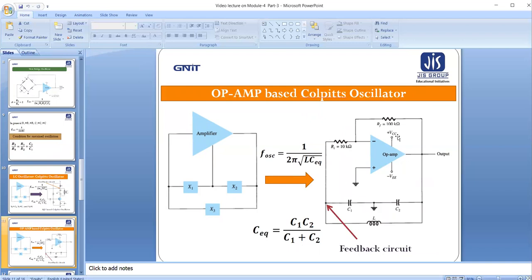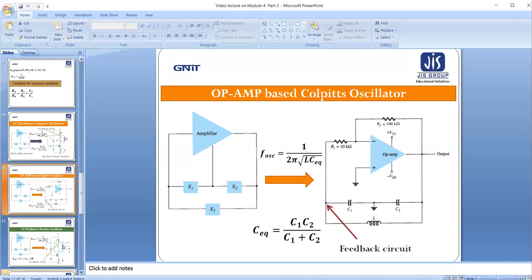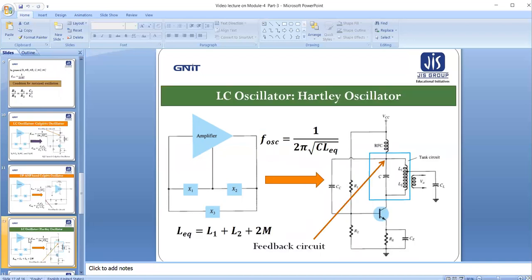This circuit is much more stable because there is some type of non-linearity in the BJT, and the op-amp can overcome these non-linearities also. Next, we are going to the Hartley oscillator. The Hartley oscillator is basically just the reverse of the Colpitts oscillator in the feedback network.